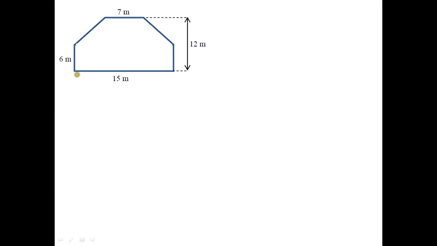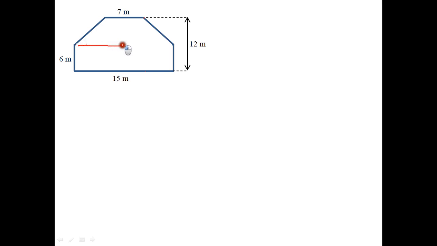On the bottom, it's 15 meters. The height of this halfway, it's 6 meters, but the full length from here all the way to the bottom, that's 12. But we see that halfway is 6. And then here we have 7 meters. So if you look carefully, we'll see that actually if we split the shape up, okay, I'm not drawing perfectly, I'm trying my best to draw the straight line.